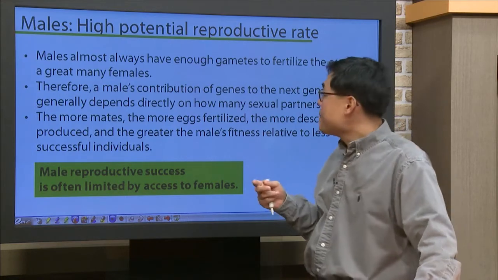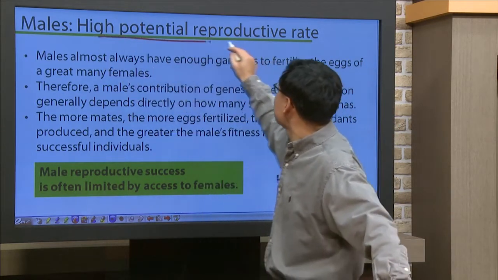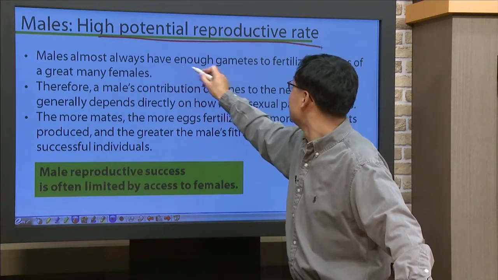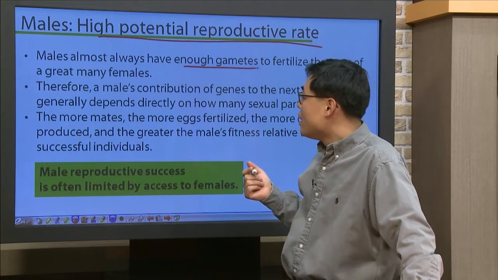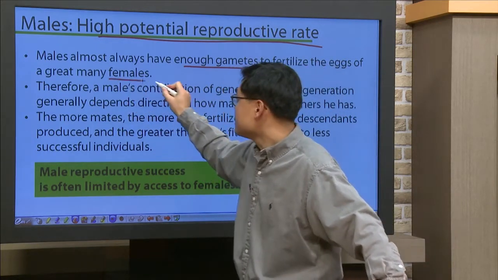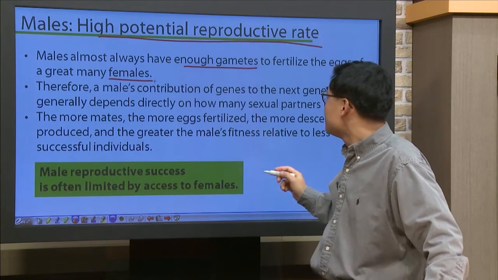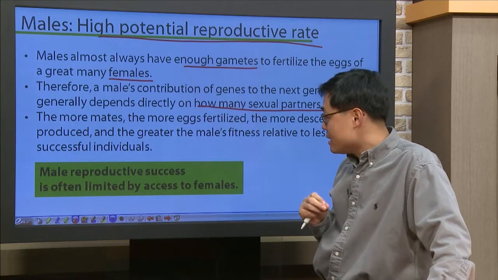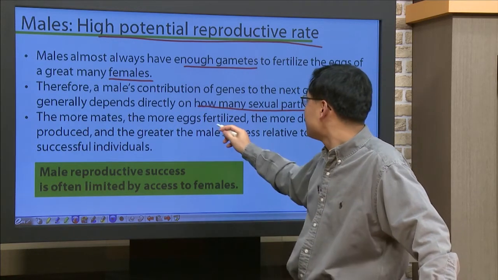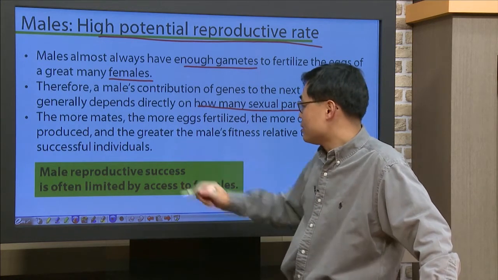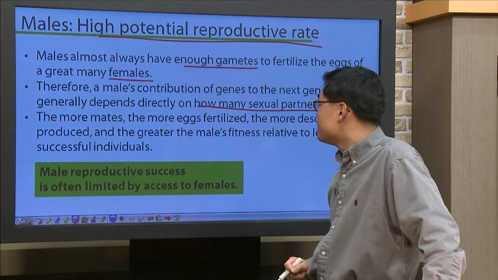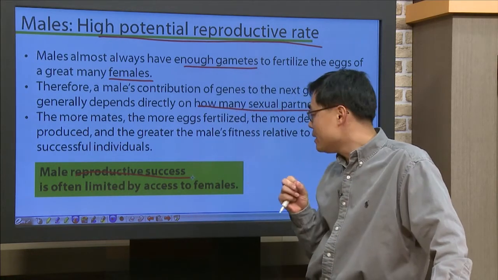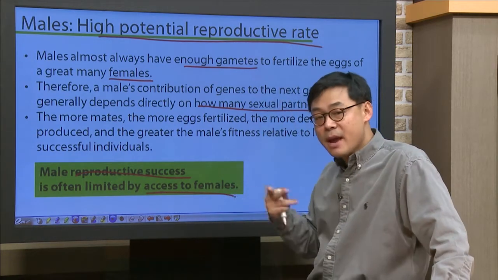So what happens is that the males have a high potential reproductive rate. They have enough gametes to fertilize the eggs of a great many females, and therefore a male's contribution of genes to the next generation depends on how many sexual partners he has. The more mates he has, the more eggs fertilized, the more descendants produced, and the greater the male's fitness. So a male's reproductive success is often limited by access to females, how many mates he gets in a breeding season.